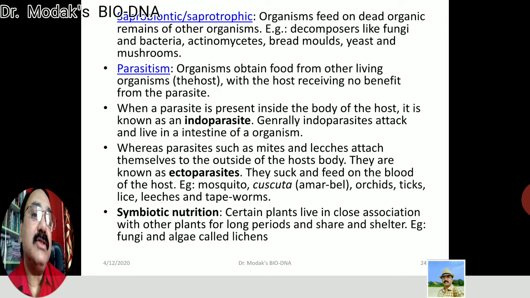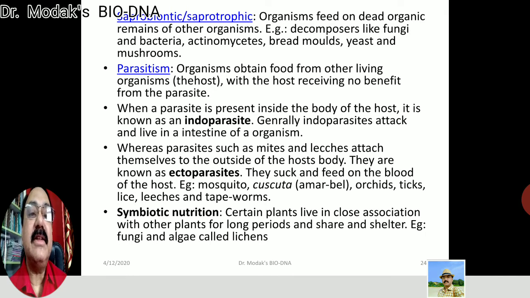There are certain plants also, interestingly, like Cuscuta that we call amar-bel. There are certain plants like Orobanche, Loranthus, and certain orchids. They grow on other plants, and they derive the food material from them.